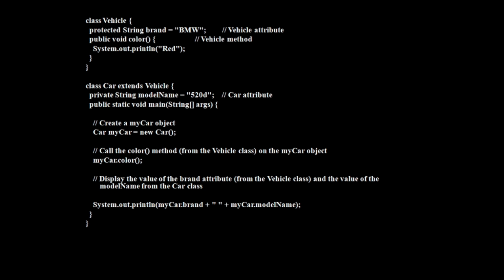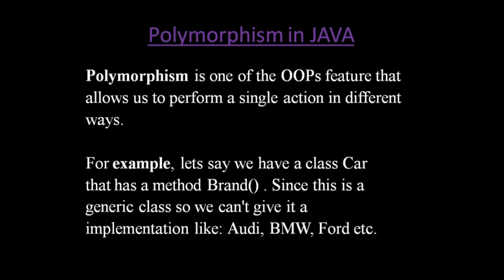Now let us go for the third concept, that is polymorphism in Java. So what does polymorphism mean? The word poly means many and morphism means forms. So a single task can be performed in different ways. That is known as polymorphism. Now let us go for the programming approach of polymorphism.